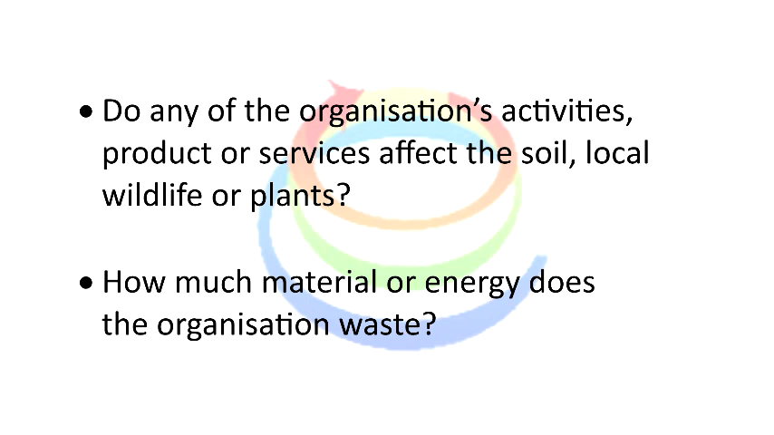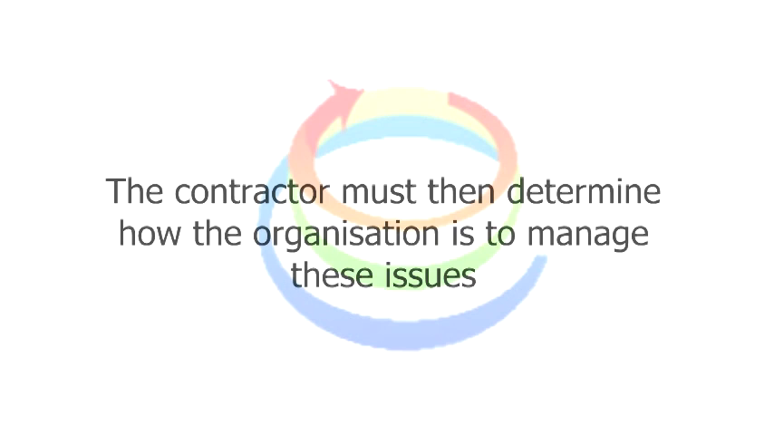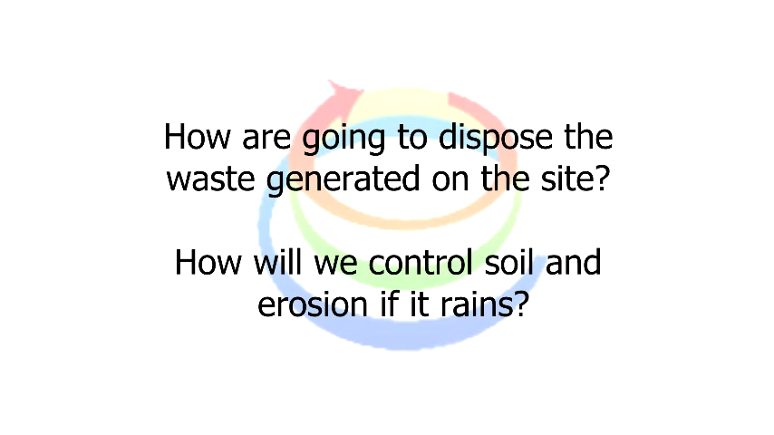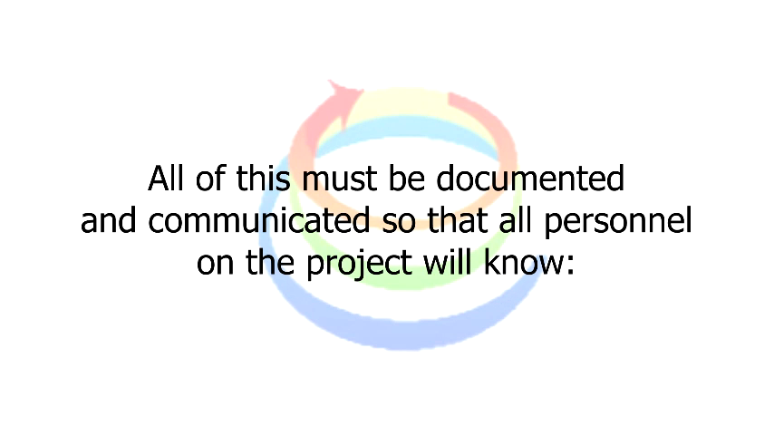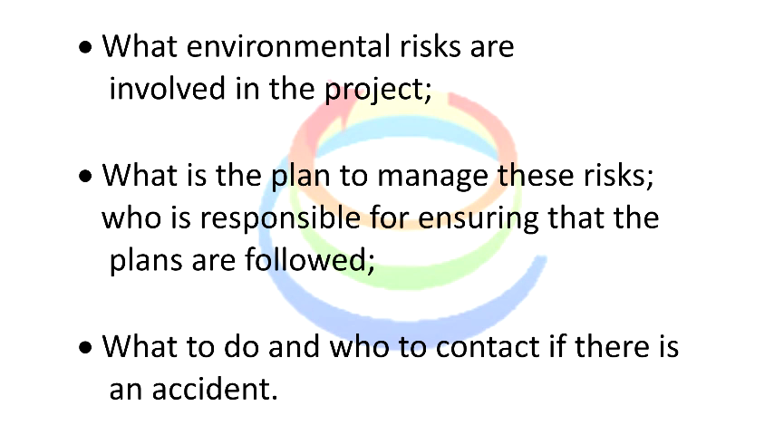Having identified the potential environmental aspects and impacts, the contractor must then determine how the organization is to manage these issues. For example, how are we going to dispose of the waste generated on the site? How will we control soil erosion if it rains? All of this must be documented and communicated so that all personnel on the project will know what environmental risks are involved in the project, what the plan is to manage this risk, who is responsible for ensuring that the plan is followed, and what to do and who to contact if there is an accident.